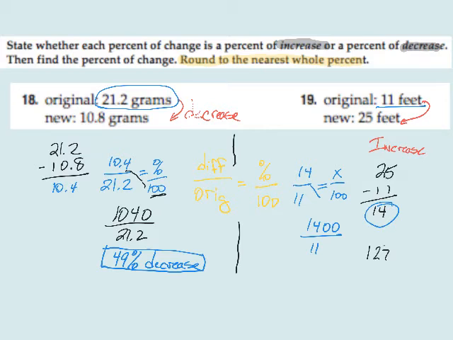So my answer is 127.27. That's just 127%. Think about what that means. 100% means it would go up by one of these groups, so it would be up to 22. So it makes sense that we're at 25 if we go up 127%. So that's an increase.